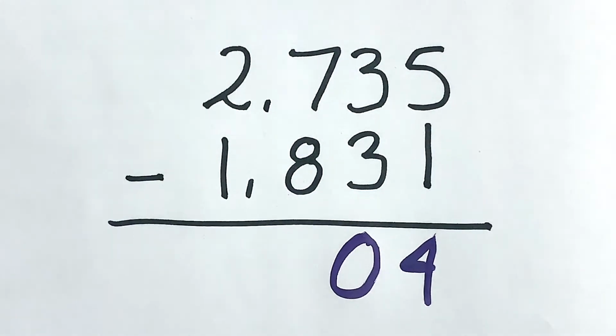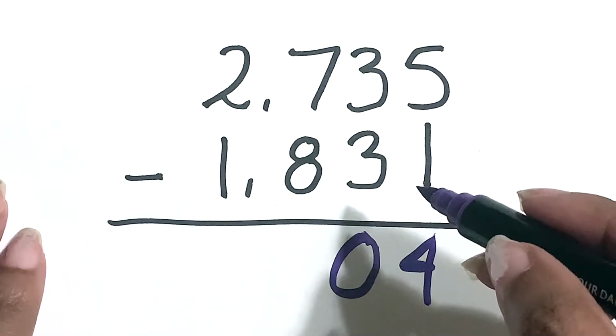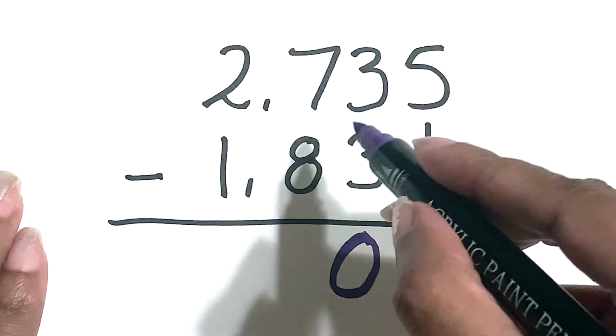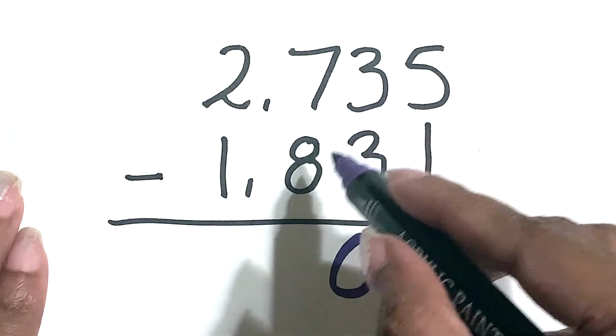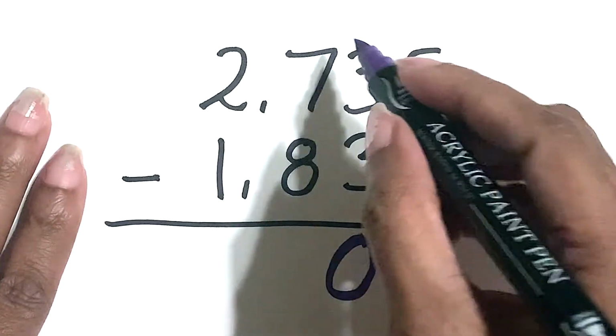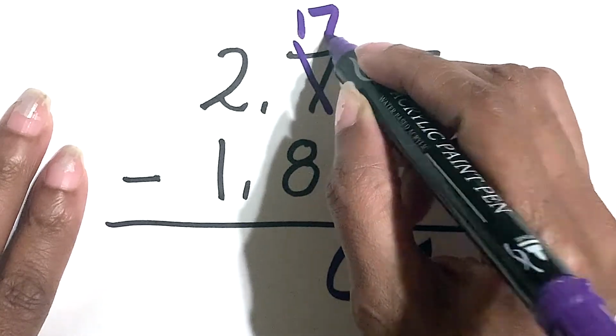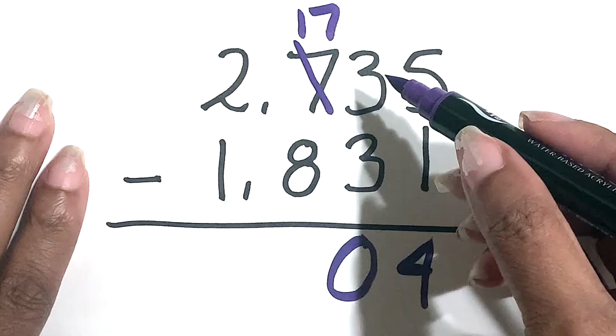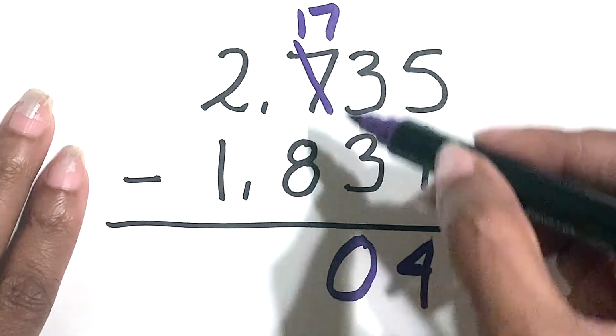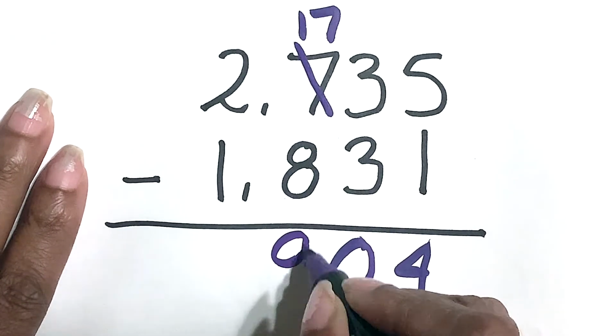And now we can't subtract 8 from 7 because 8 is bigger than 7. So we have to change the 7 to 17. So 17 minus 8 will give us 9.